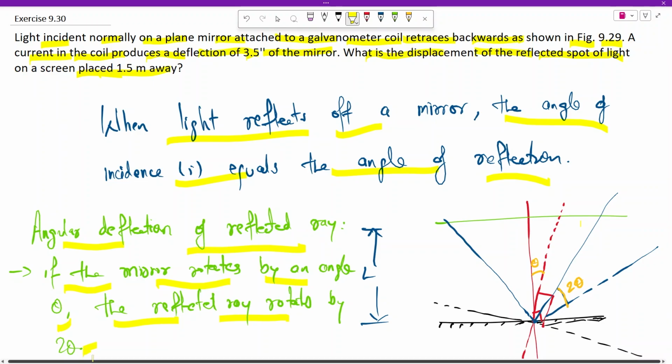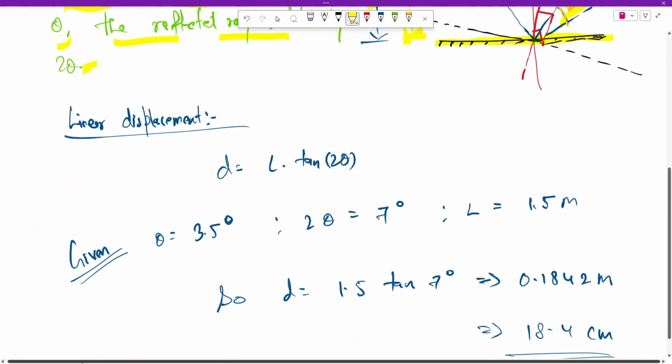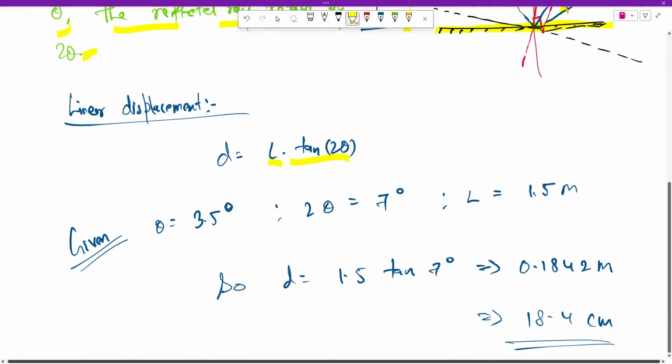So imagine that this solid black line is the mirror in the initial case, and this red line is the normal to this mirror, and it is tilted by theta degree. Then the reflected ray, this blue line, will get deflection of 2 theta degree. Now, if we assume that this is the length between the screen and the mirror, L, then the deflection is given by small d equals L times tan of 2 theta.